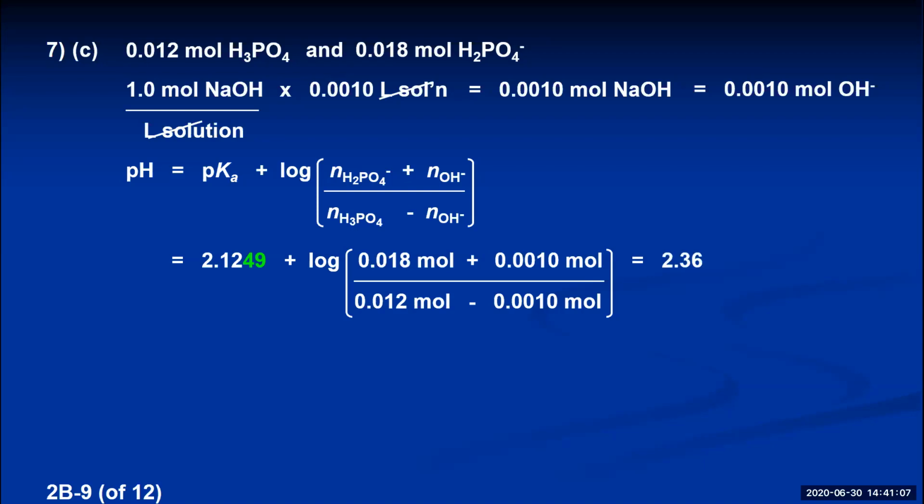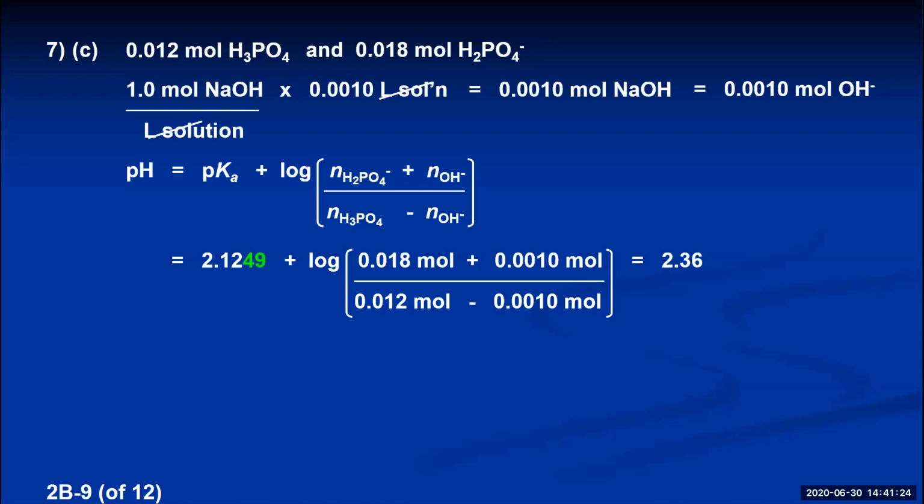We see the pH has gone up from 2.30 up to 2.36, so it's gone up by 0.06 pH units. So it maintains that pH within at least 1/10 of a pH unit, even though we've added a significant amount of base.